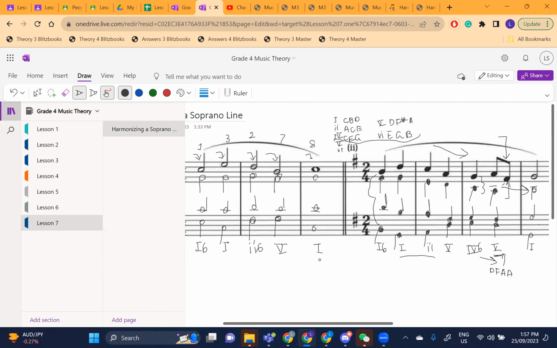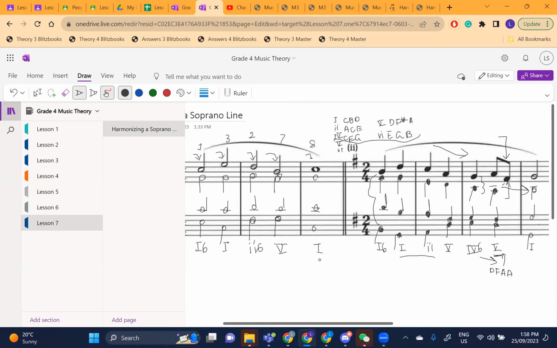Secondly, do anything to avoid consecutive fifths and octaves. So that's the biggest main rule. Consecutive fifths and octaves absolutely are not allowed. Do anything to avoid them. Double a different note, treat a different chord. Why? Because it's a very big mistake to have consecutive fifths and octaves.